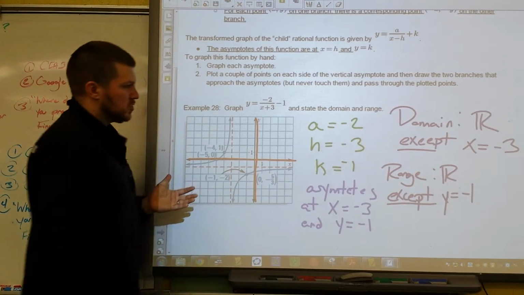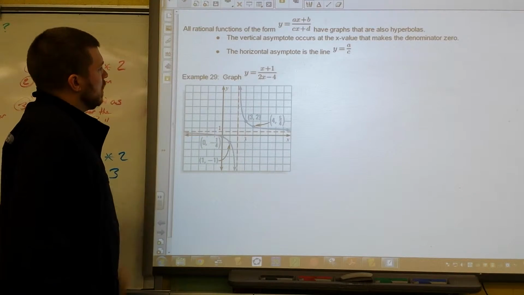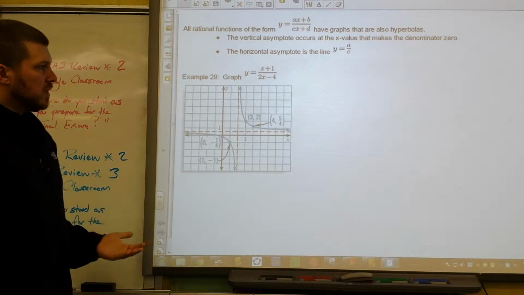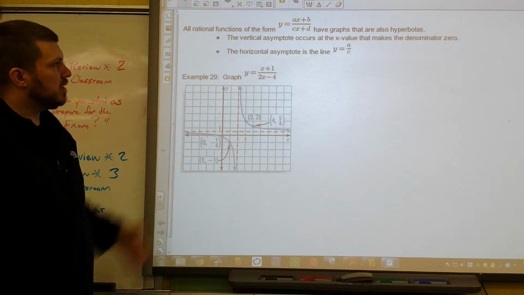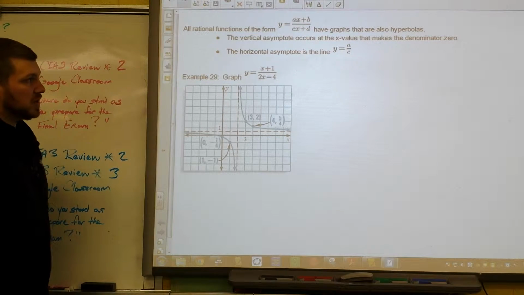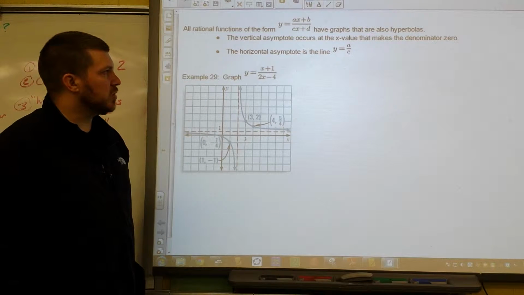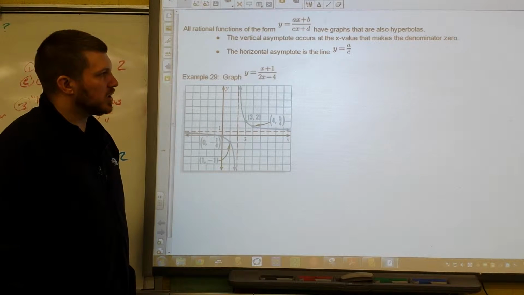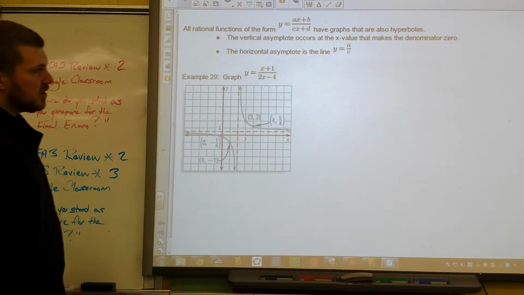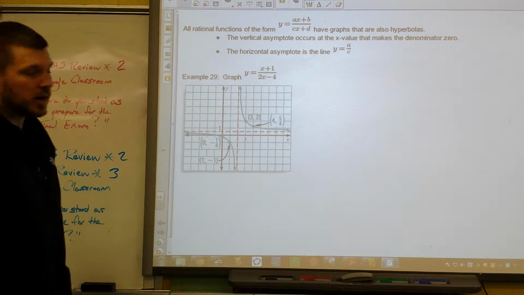Okay, so that's example 28. Now you have different ways you can write rational functions. Here's another way. All rational functions that happen to be in the form y equals the quantity ax plus b over the quantity cx plus d have graphs that are also hyperbolas, because they're still rational functions.